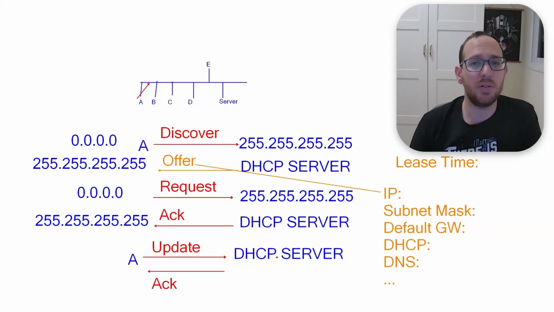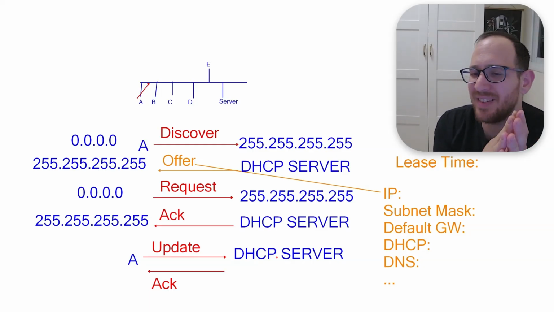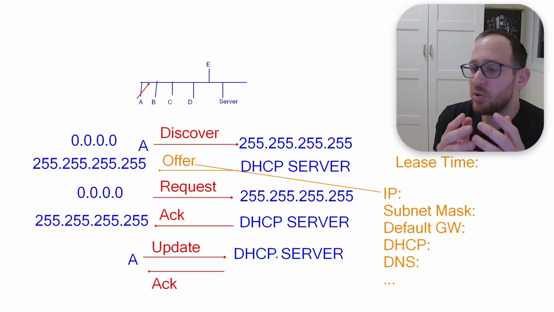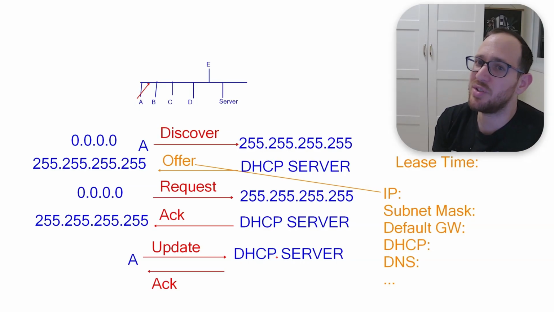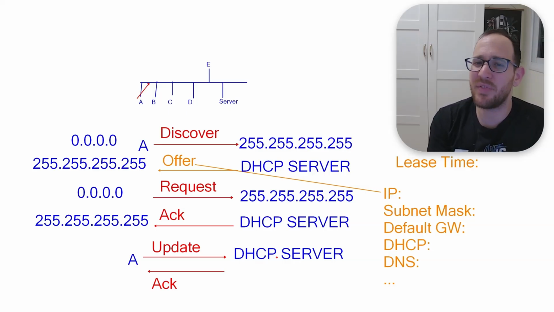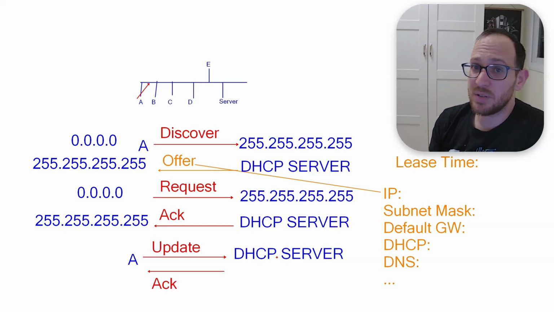A short note here, for simplicity's sake, I assume the DHCP server is a standalone machine. On your network, I bet that your default gateway serves as your router, as well as your DHCP server, as well as some other functionalities we'll learn about in the future. So that's for a different video.